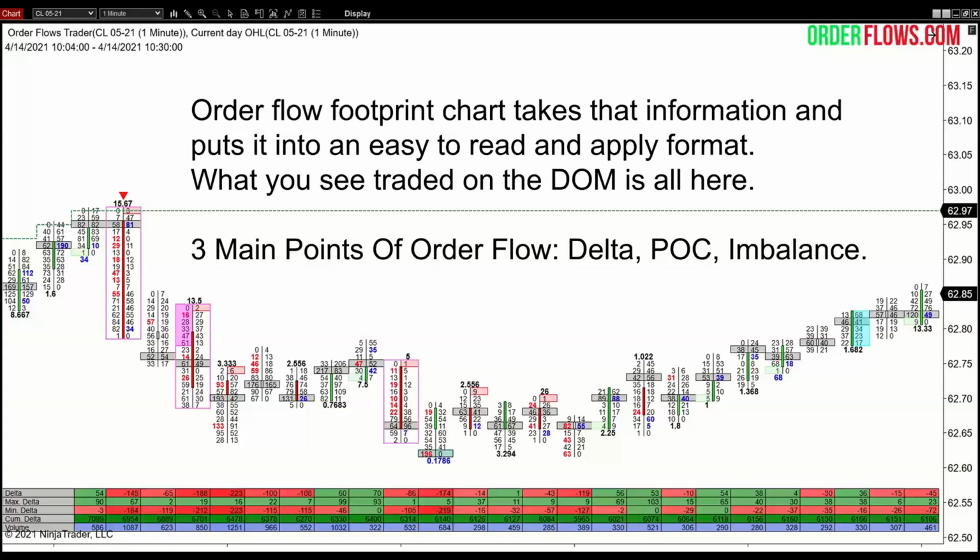And out of all that data, you see on the screen a lot of information, but there are three main points that order flow traders focus on. And that is the delta, the point of control, and the imbalances in a bar. Every bar is going to have a delta. Every bar is going to have a point of control. Point of control is the place with the most volume. And imbalances: not every bar has them, but bars that have them can be very revealing as a trader.